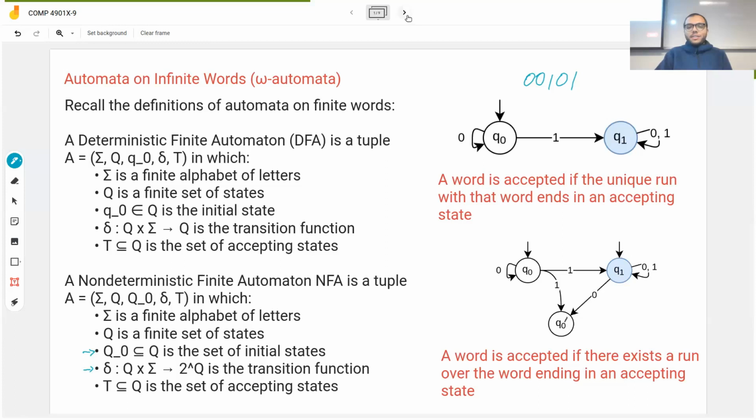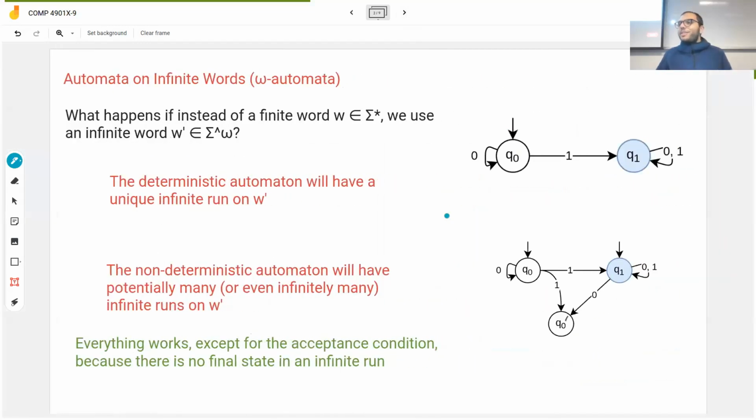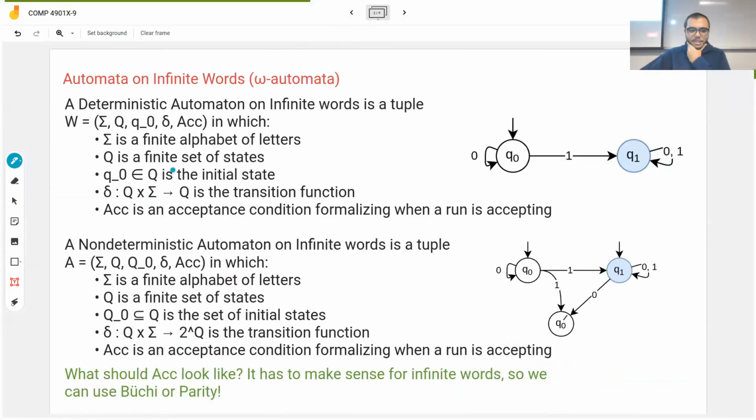But now I have infinite runs. My runs never terminate, so I don't have a last state. I cannot say I accept only if I end up at a particular place, because I don't end up anywhere. So what can I do? I can basically have the same definitions as before. These are the same definitions. It's just that the input is infinite.